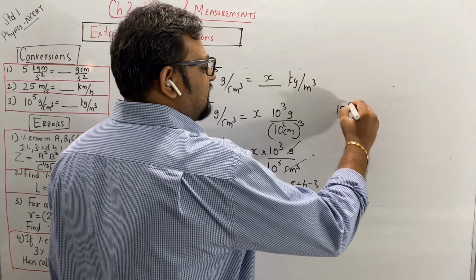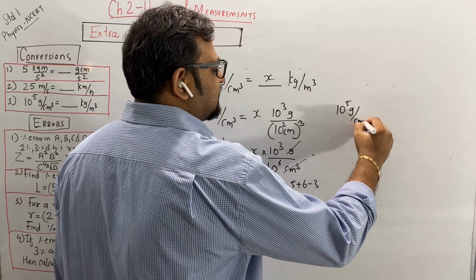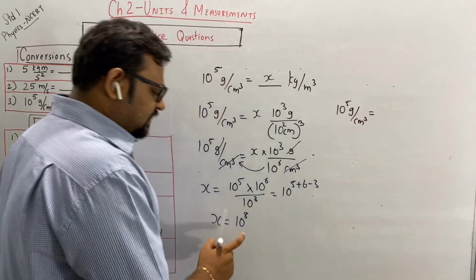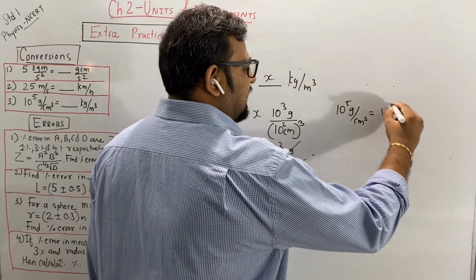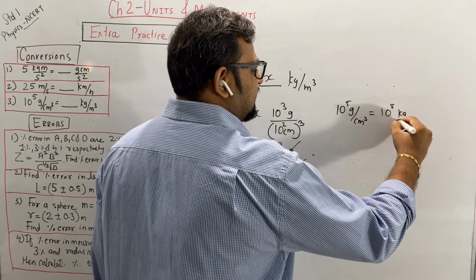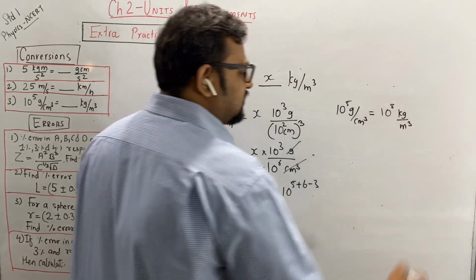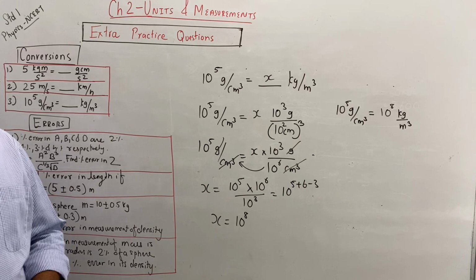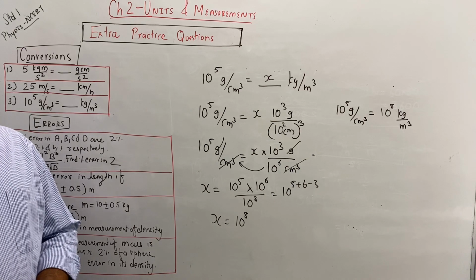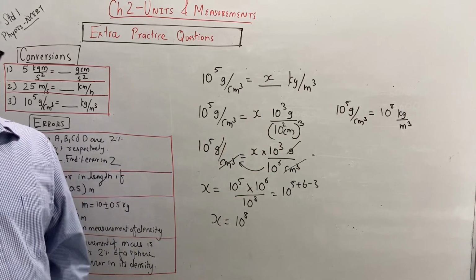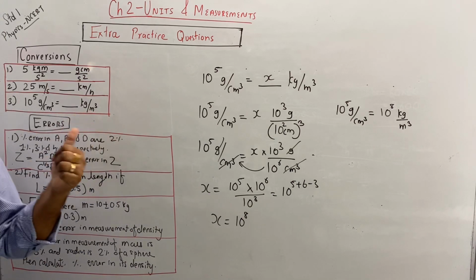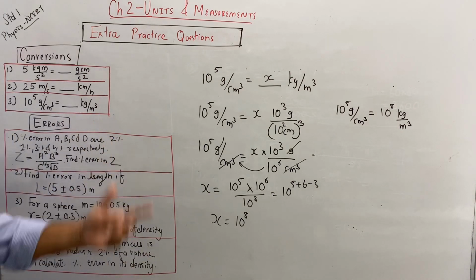So 10 raised to 5 gram per centimeter cube is equal to 10 raised to 8 kg per meter cube. Clear? Okay. So this is the conversion for the third one. Clear? Just note it down.